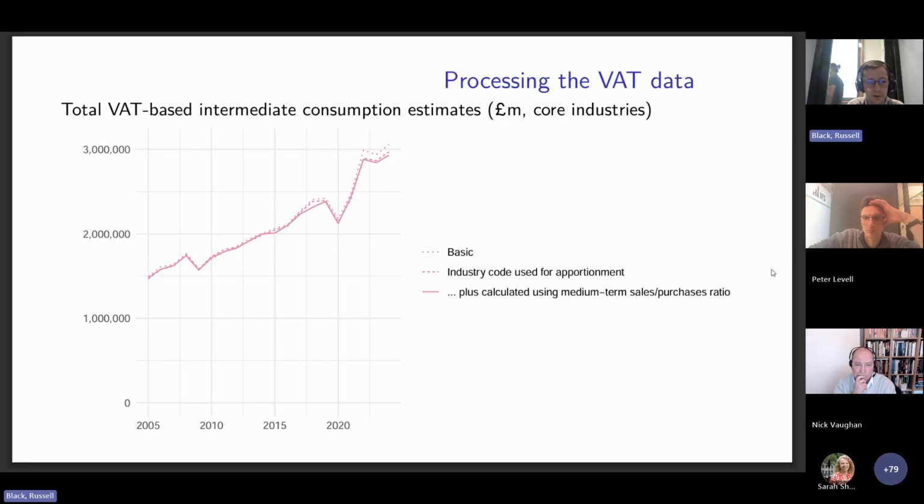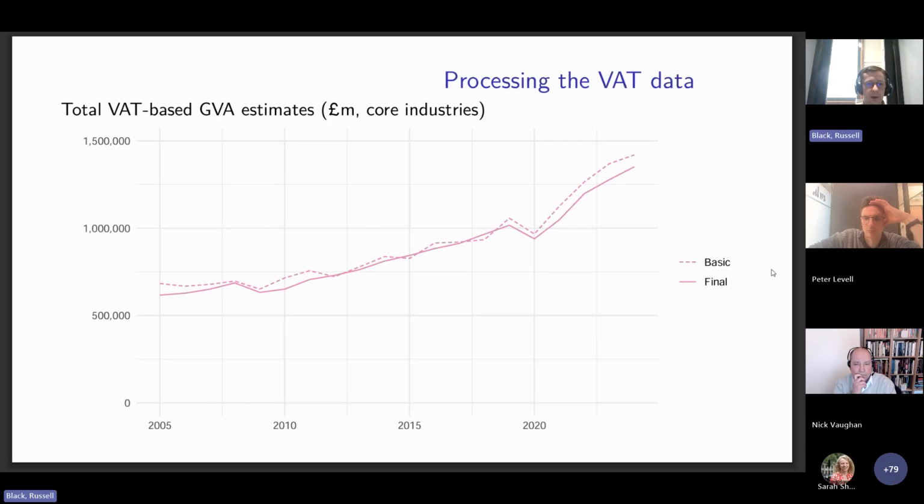And you can't really see an effect on this graph because the scale is in trillions of pounds and it's massive. I'll show you the same graph, but this is for the GVA estimates. You can see that there's a bit more effect. So the basic estimate doesn't apply this medium-term sales purchases ratio, and it jumps around. If you use the medium-term sales purchases ratio to calculate your GVA, you get a more consistent, steady growth in total GVA over any of the time periods. I think it's pretty implausible that total GVA fell between 2014 and 2015, or between 2016 and 2017-18 versus the solid line.